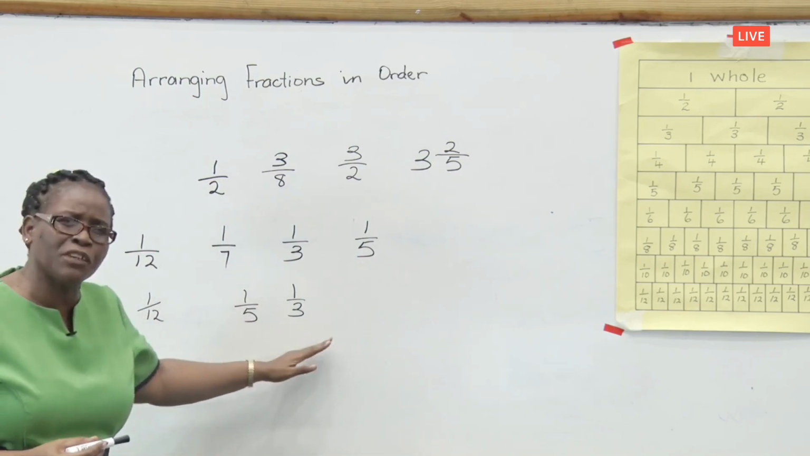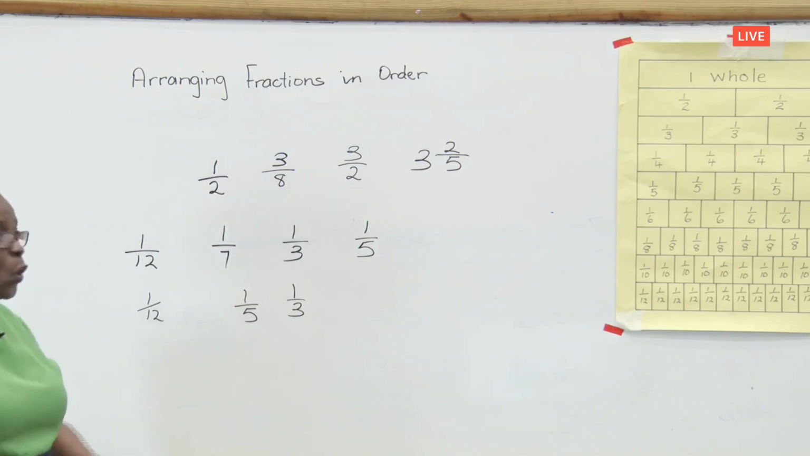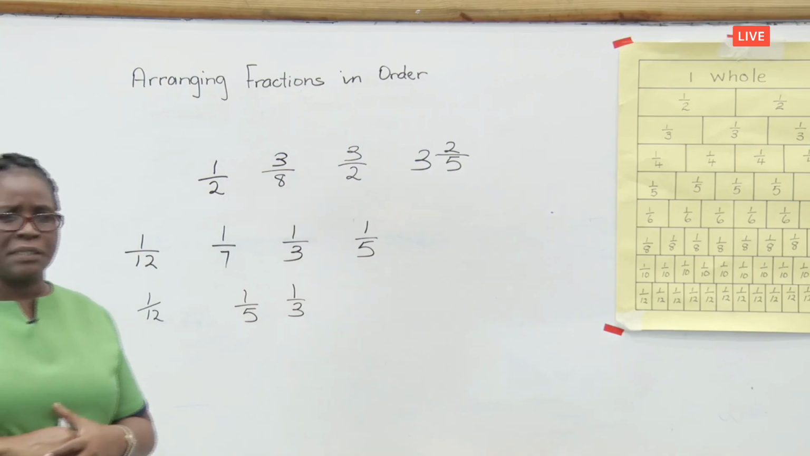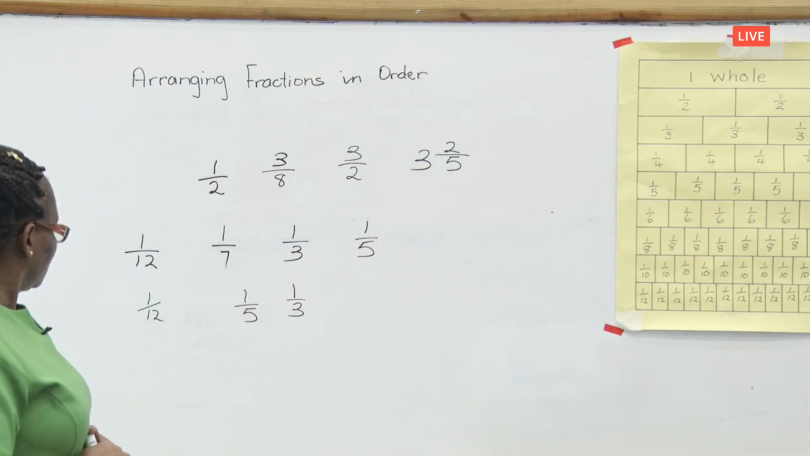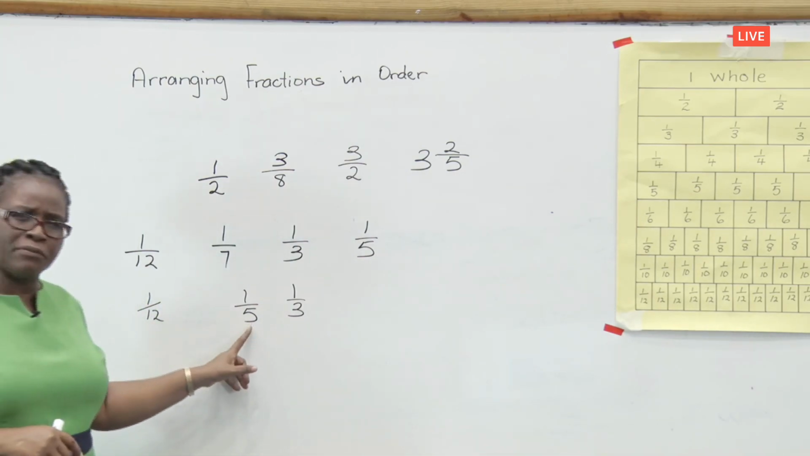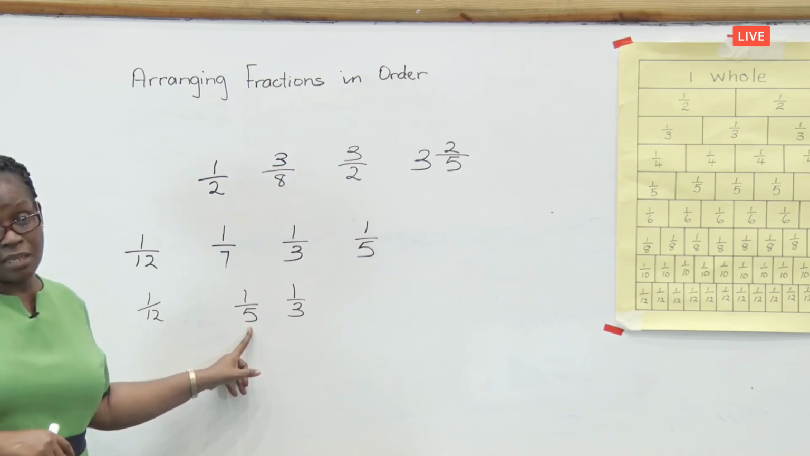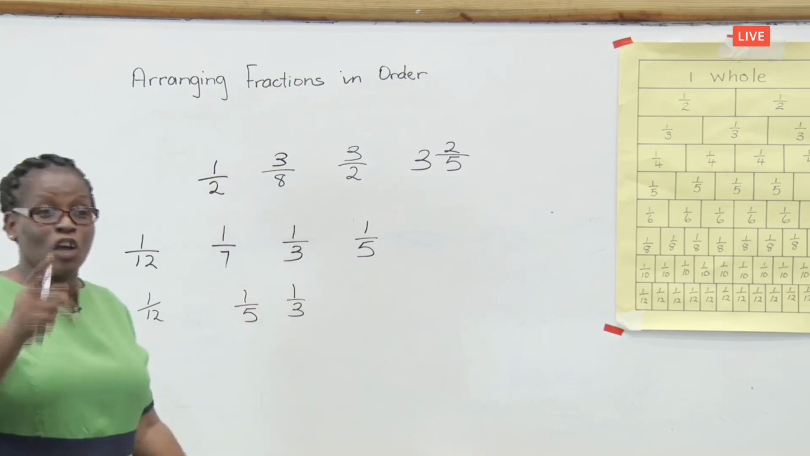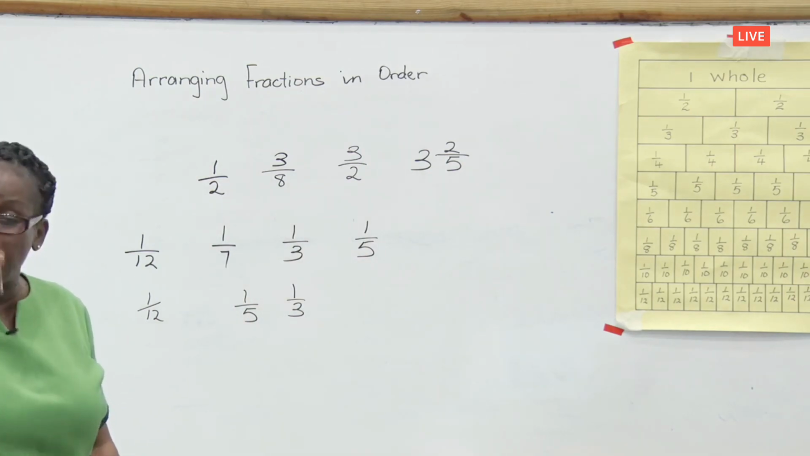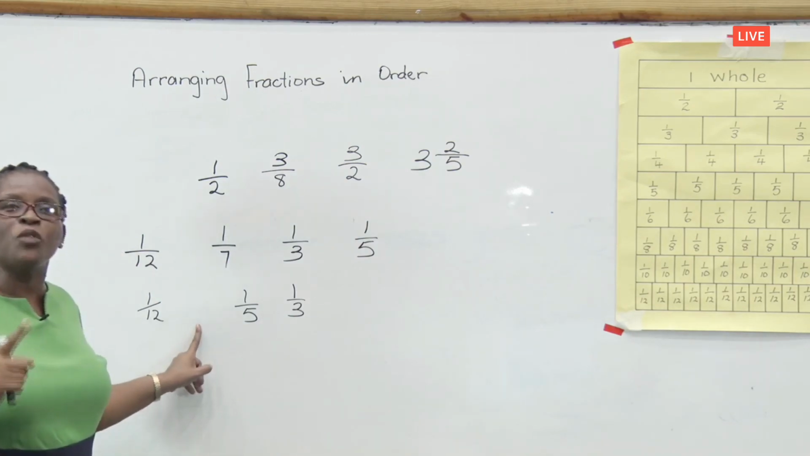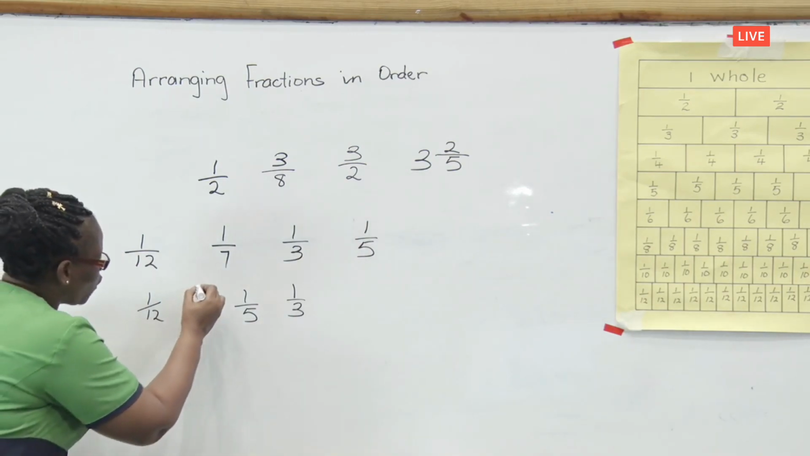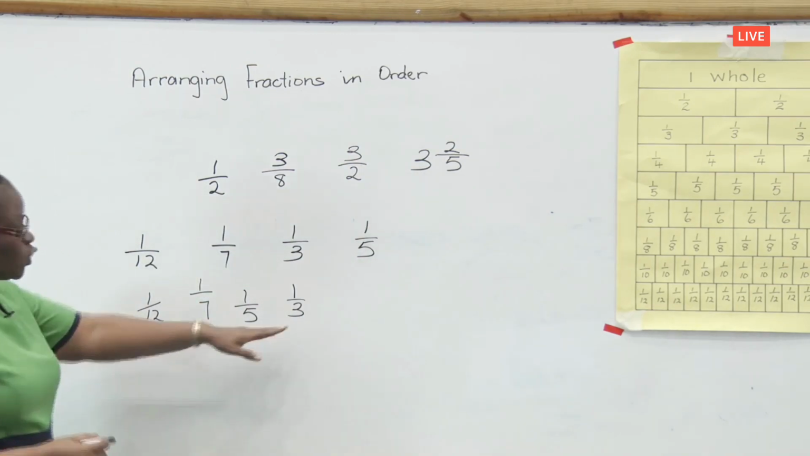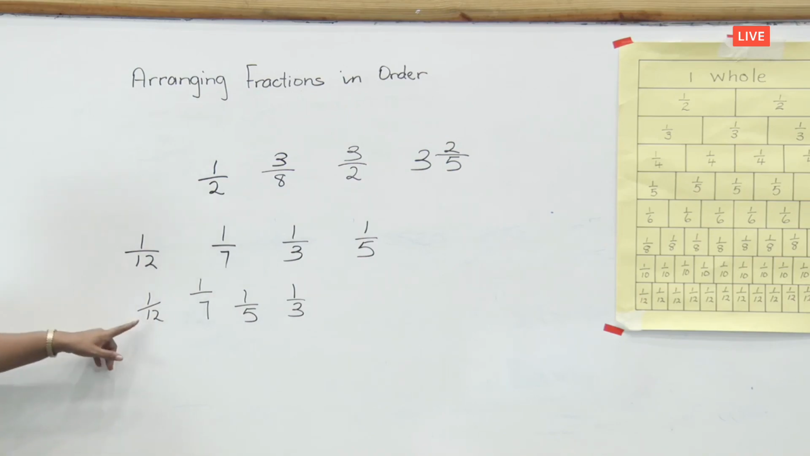So I have 1/7. Let's look at a pattern here, to see if we can find a pattern so we can know where to put 1/7. Where do you think I should put it? Between 1/12 and 1/5? Why? Very good. Because 1/7 has a bigger denominator than 1/5, so we must put 1/7 before 1/5.